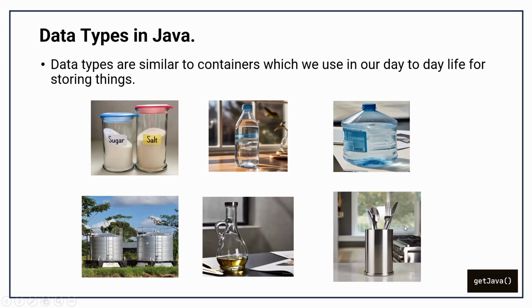Similarly, in Java, we have data types which are used for storing different types of data. Now when we think about data, it can consist of numbers or letters. For storing numbers we have certain data types in Java, and for storing letters or characters we have a different data type in Java. Now let's see what are those different data types available in Java.